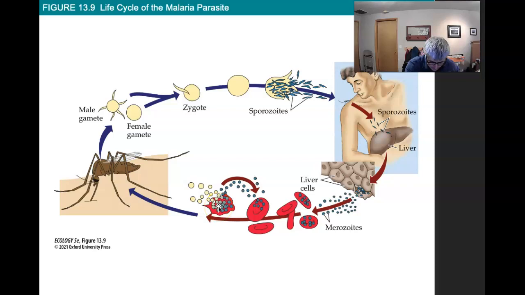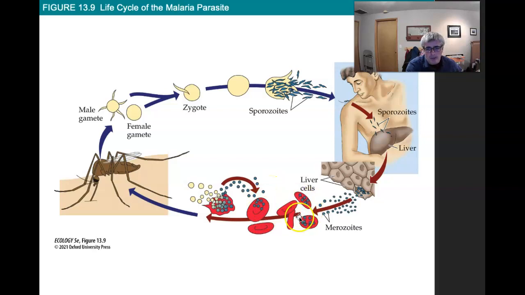Ultimately producing gamete-forming cells. I don't have a name for that, but they'll produce gametes. These are the gamete-forming cells. But the gamete-forming cells then get sucked up by a mosquito. The gamete-forming cells in the mosquito then produce gametes, male and female gametes, which produce a zygote that then produces a sporozoite. And then these wind up in the saliva of the mosquito. So when the mosquito bites the human, they're released, and the cycle goes around and around.